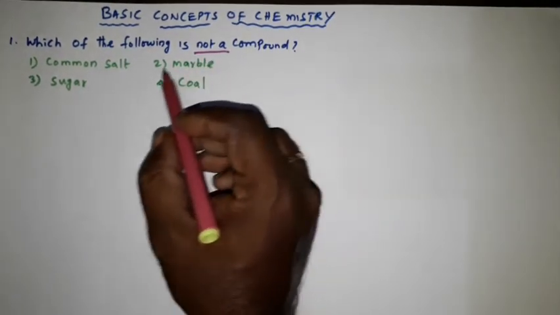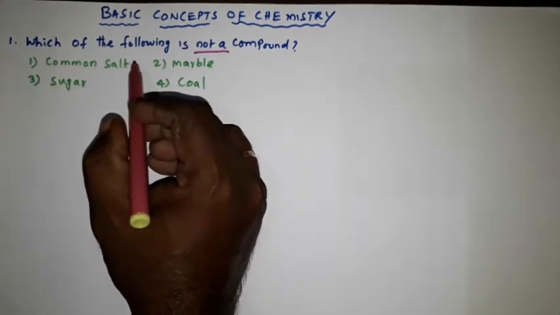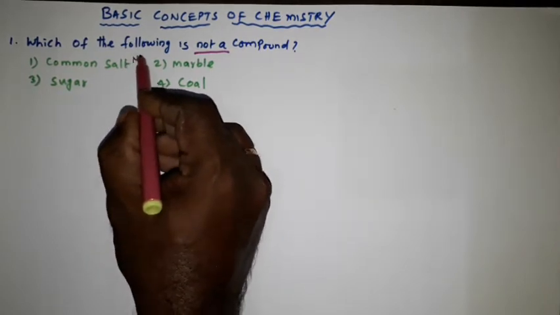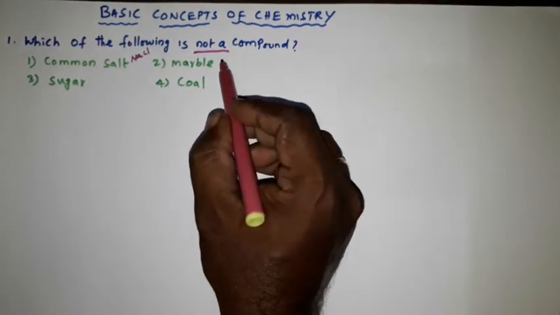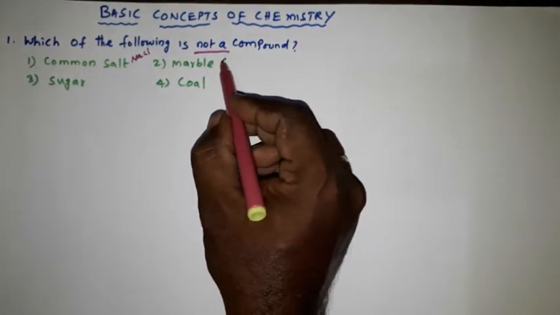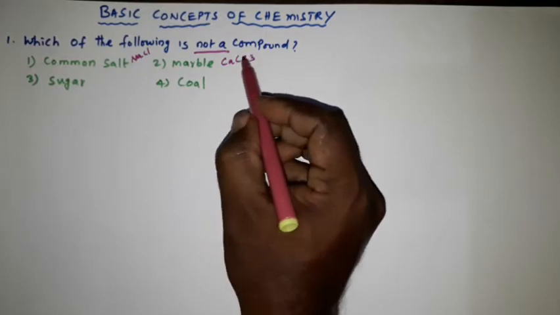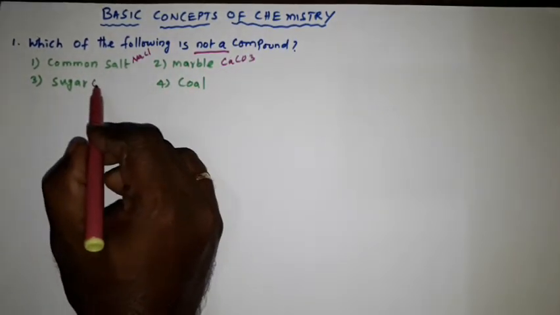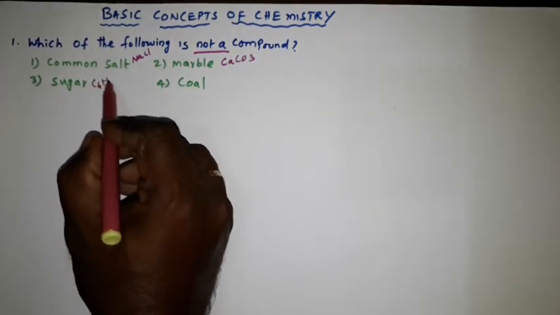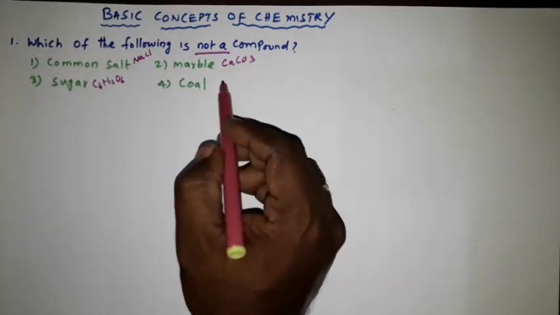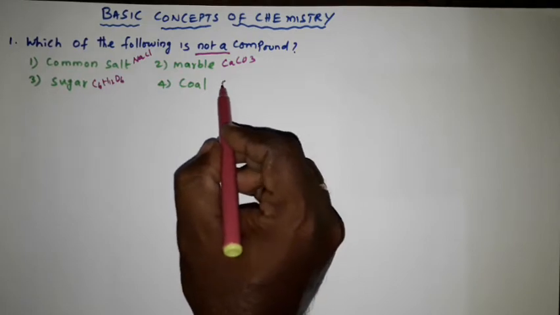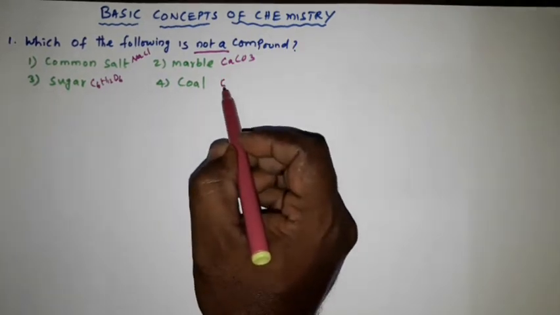The first one is common salt, formula NaCl. Then option 2, marble, formula CaCO3. Then sugar, that is glucose, C6H12O6. And the fourth option is coal, whose formula is carbon.